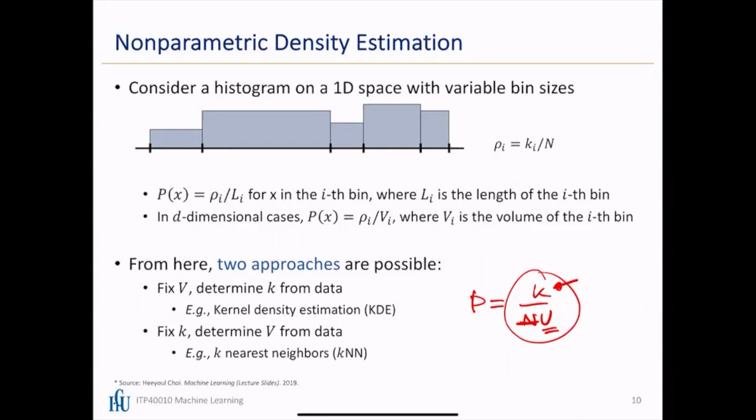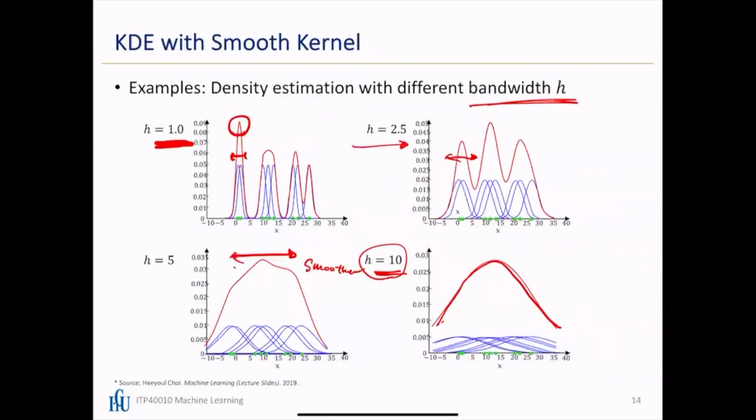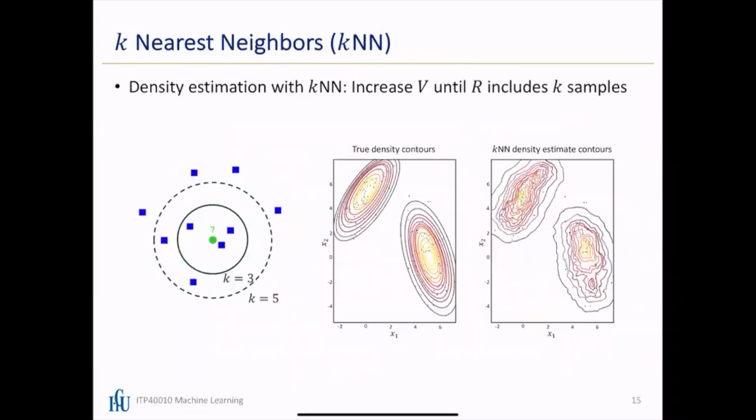Now let's move on to K and N. So in this case, we want to fix K, and we want to determine B. Many of you have at least heard of K nearest neighbor at least one time, but now you can think of the same methodology in this way. We want to estimate the size of the region based on the number of data instances.